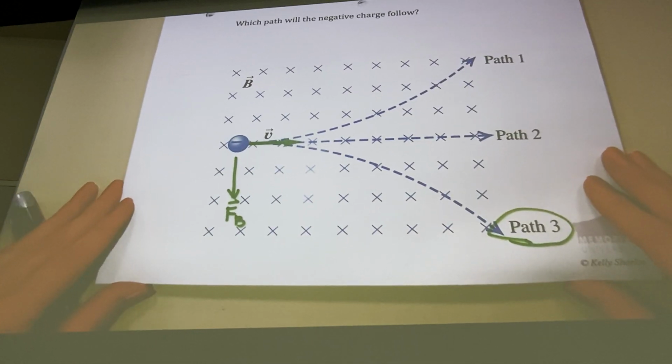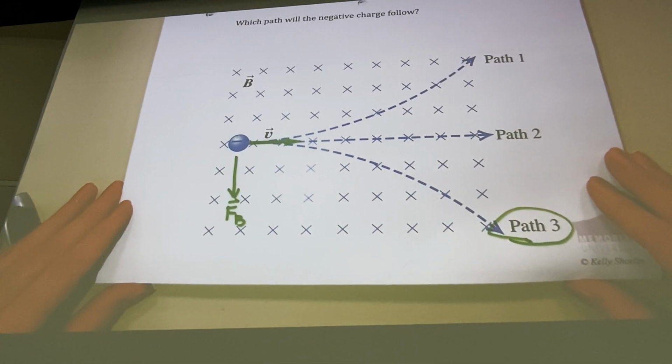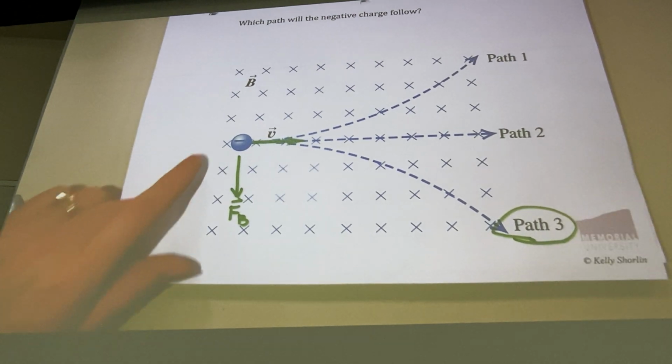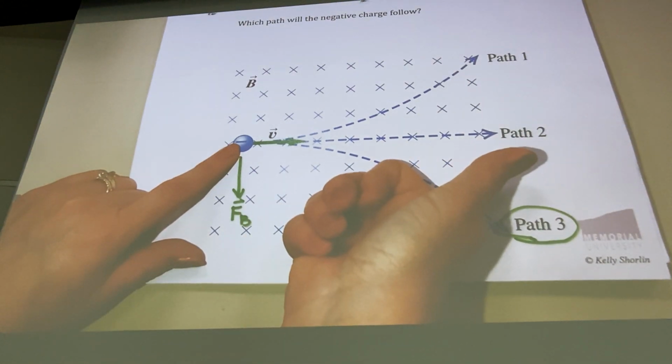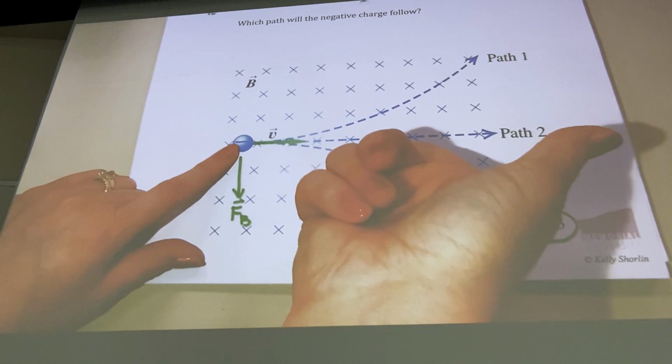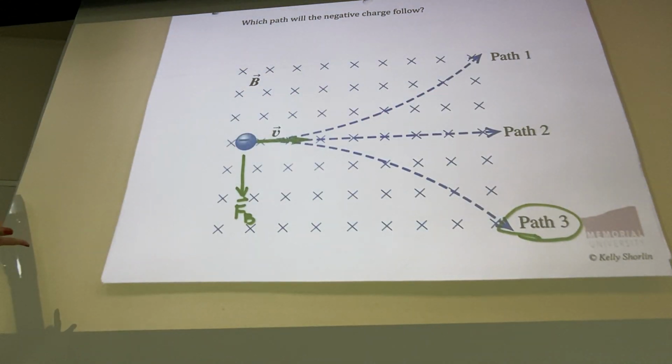What difference does it make? Why does it go down or up depending on the charge? The magnetic field is perpendicular to the velocity of the particle. Right, so V is this way. The velocity is traveling this way. The magnetic field is this way, into the page. Force is either up or down. It's up if it's a positive charge. It's down if it's a negative charge.